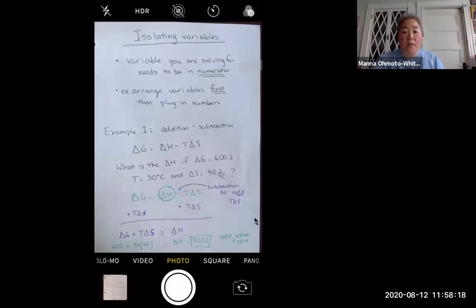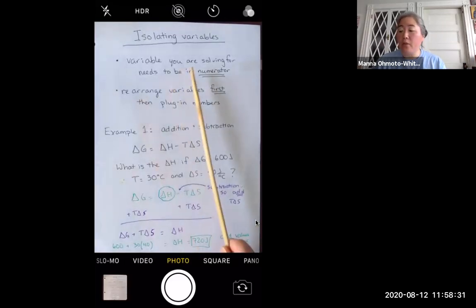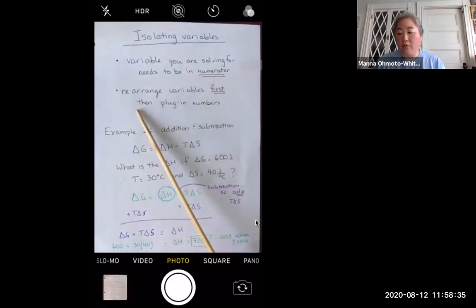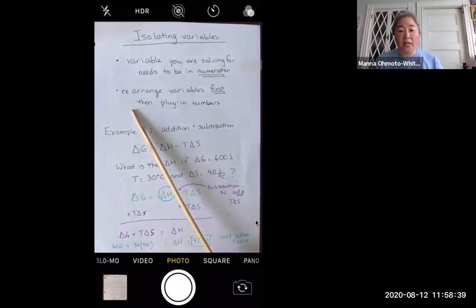This video will be on how to isolate variables. So we will be using a lot of equations in this class, and it's important that you understand how to isolate for the variable that you will be solving. You should always make sure that the variable that you are solving for is in the numerator. And I would advise, until you are very comfortable with this, to rearrange the variables first and then plug in the numbers.